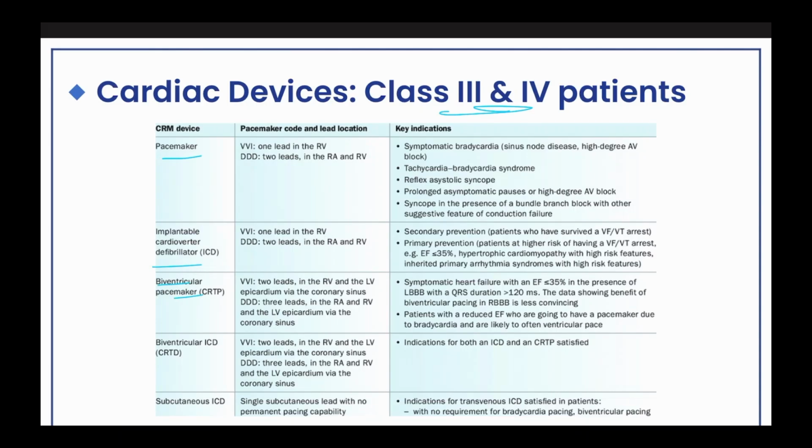Biventricular pacer, again, is both right ventricular and left ventricular are involved. Biventricular ICD, they're the same thing, just the AICD is going to shock you. The pacemaker will not. So just remember, pacemaker is just rhythm control. Defibrillator will shock you for VTAC, VFib.